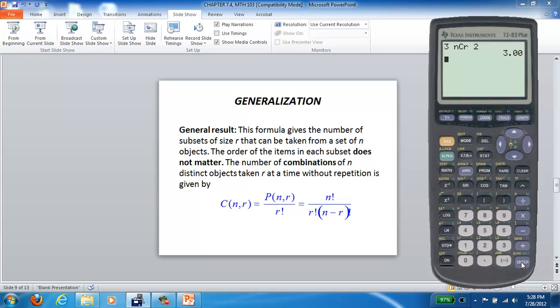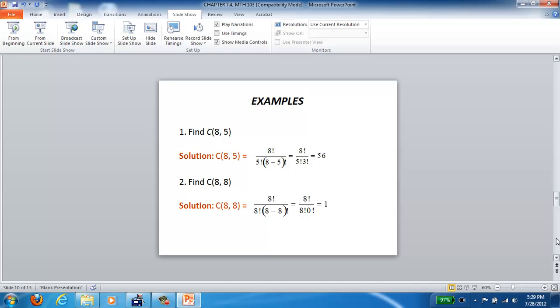Let me do exactly the same problem as before: 10 objects taken 5 at a time. Again we go to number 3, combinations, 5, enter, and this is the answer. As you remember, before, the answer was 30,240 for permutations. Now for combinations, since order is not important, it will be 252. And here I have 2 examples that I would like you to go through using the graphing calculator: combination of 8 and 5, and combination of 8 and 8.